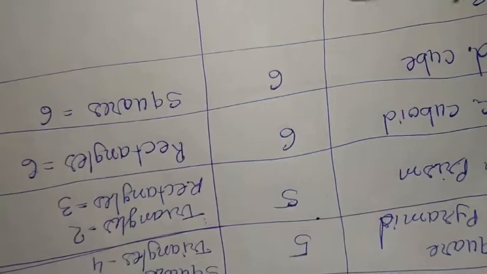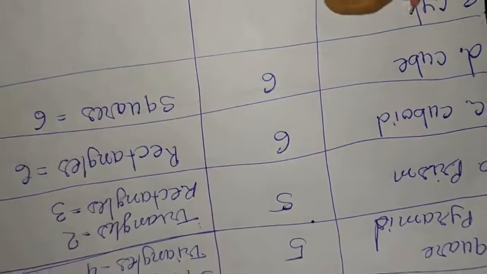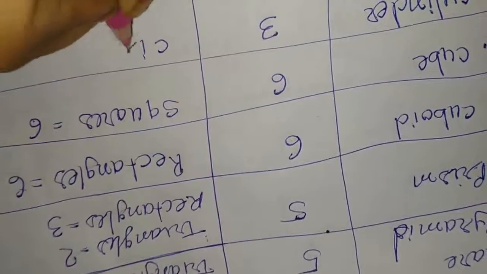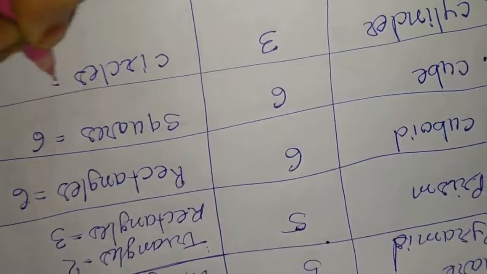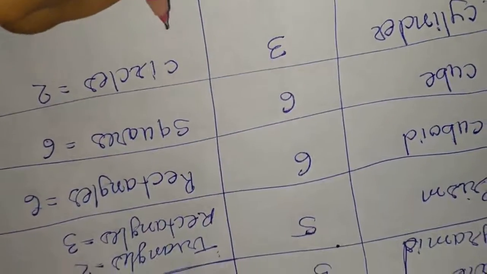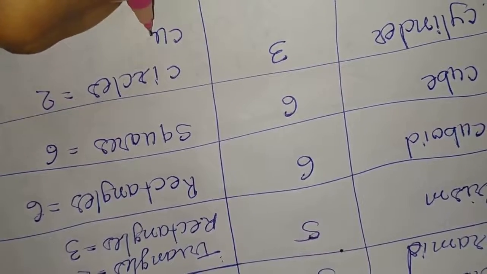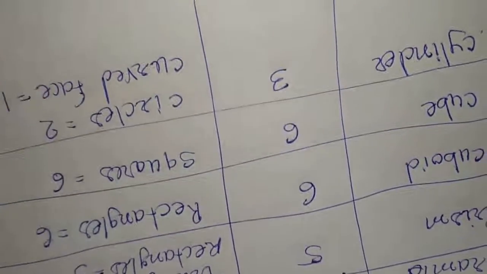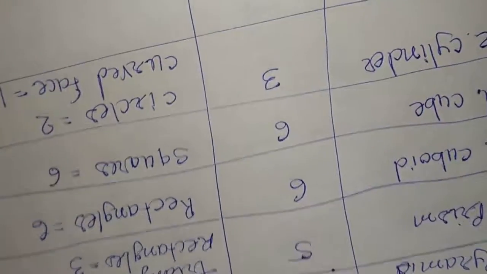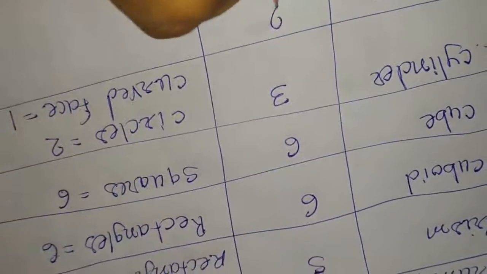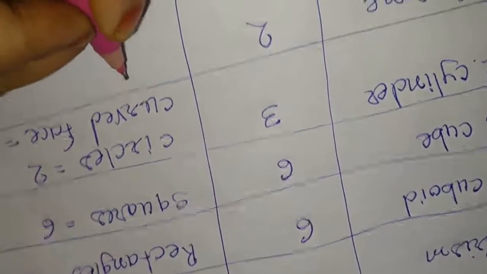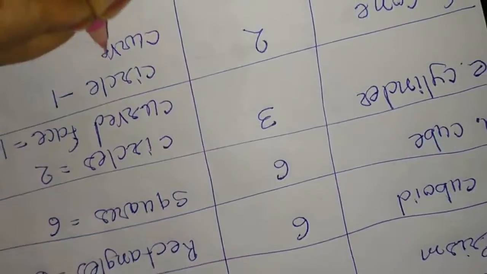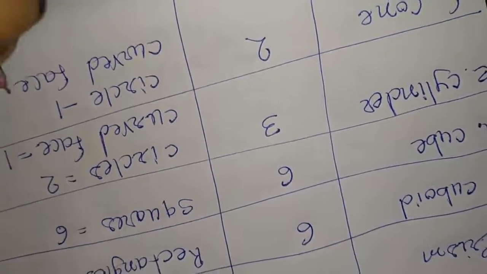Then students, cylinder. Cylinder has 3 faces, circle is equal to 2 and curved face is equal to 1. F1 sums, students, cone is there. So cone has 2 faces, circle 1 and curved face is equal to 1.